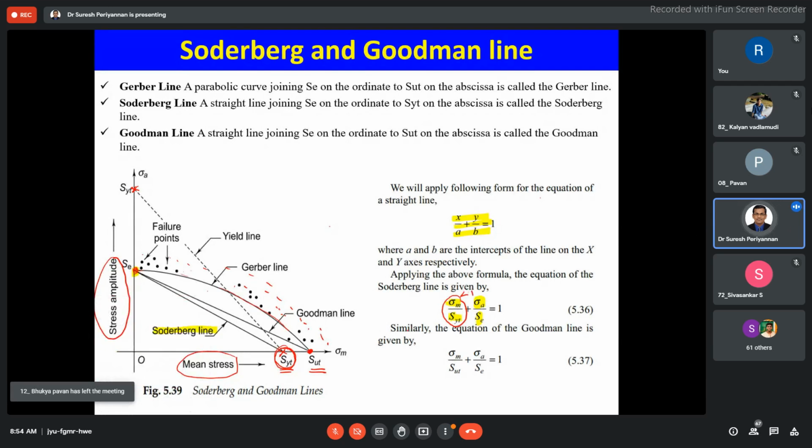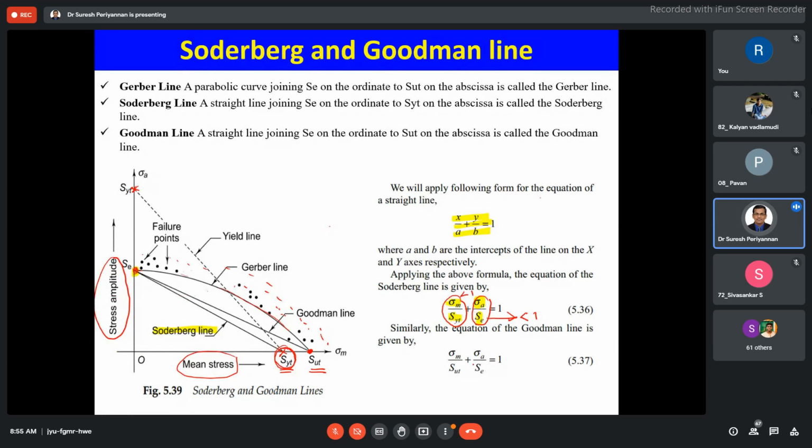Less than 1. This combination, sigma a by SC, also must be less than 1, and this summation must be equal to 1. So sigma m and sigma a are always less than the SYT and SC respectively. Now come to the Goodman theory.